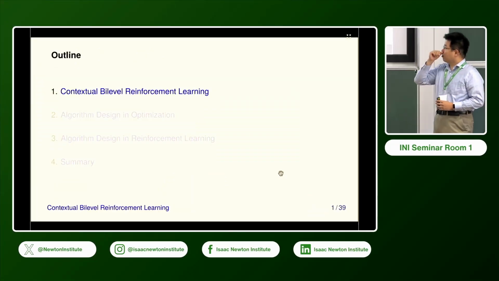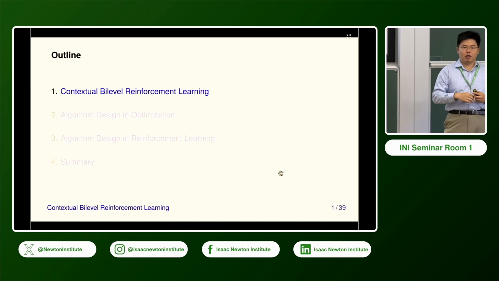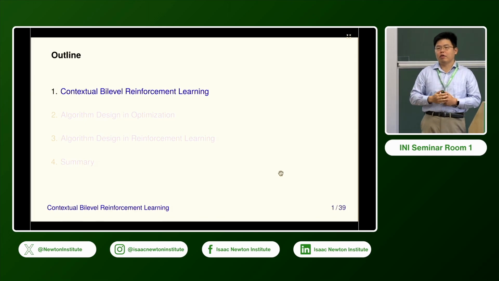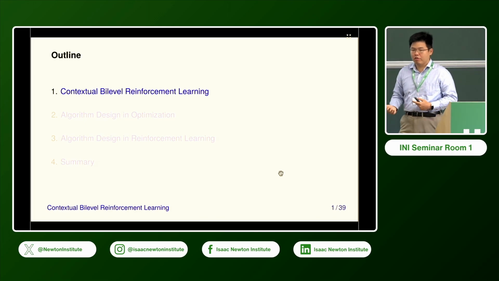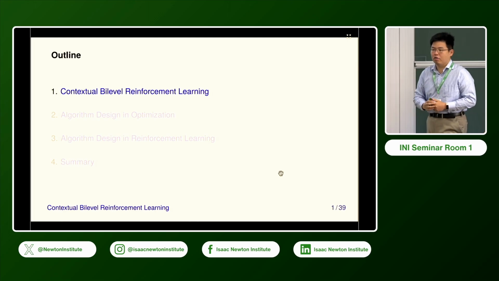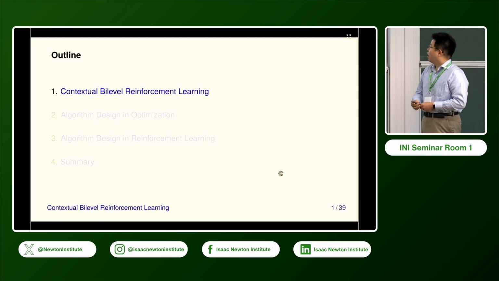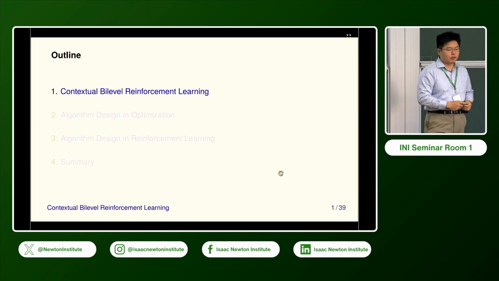Okay, so this is the outline of the talk. I will start from the modeling, and then I'll talk about algorithm design from an optimization perspective, and then how it evolves into the reinforcement learning setting, and give you a summary.